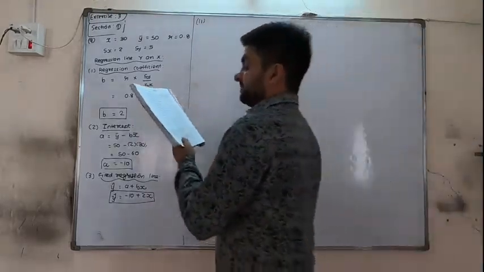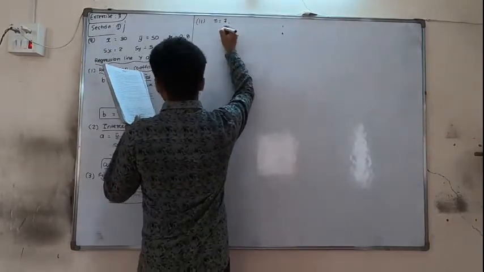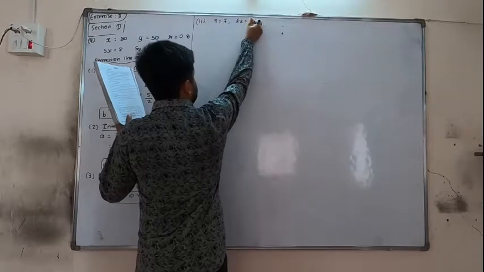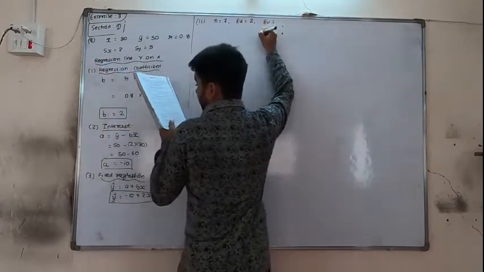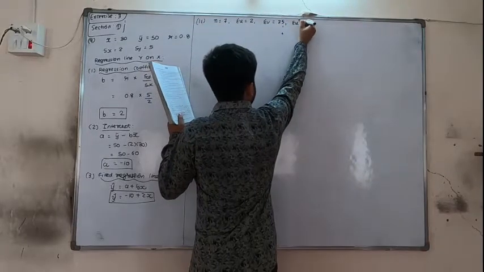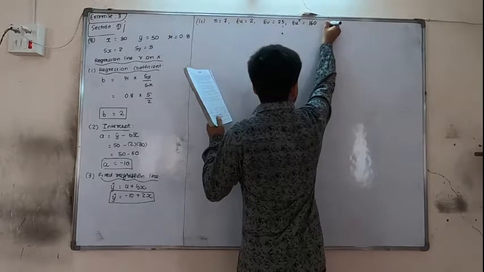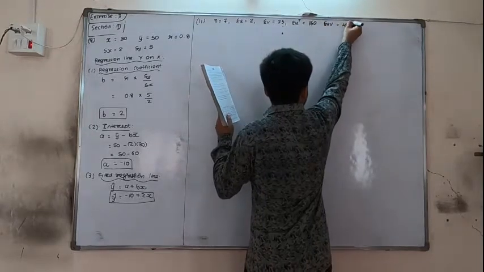Let's write the data. n is equal to 7, sigma u is equal to 2, sigma v is equal to 25, sigma u square is 160, sigma uv is 409.